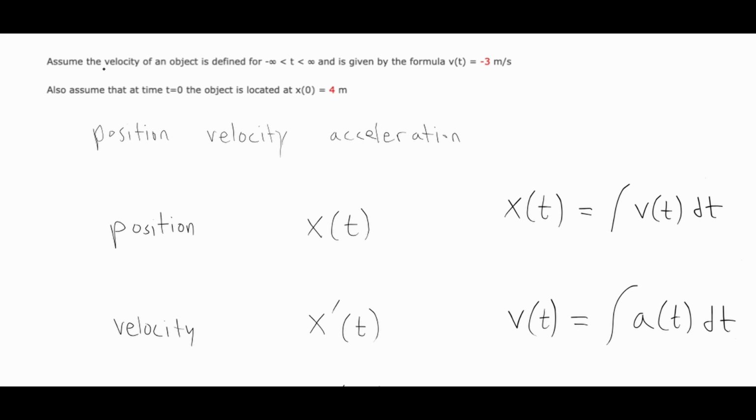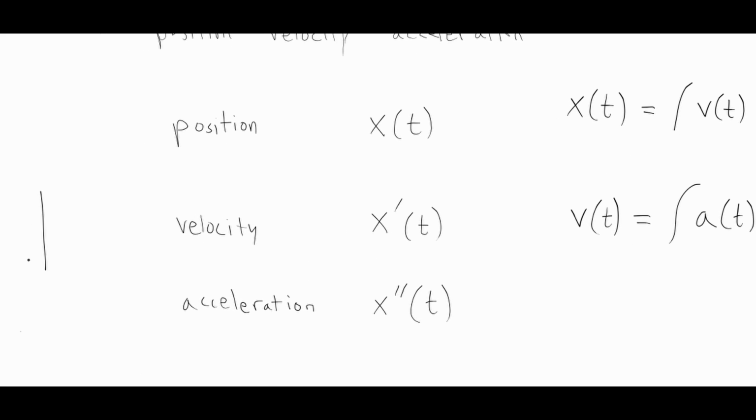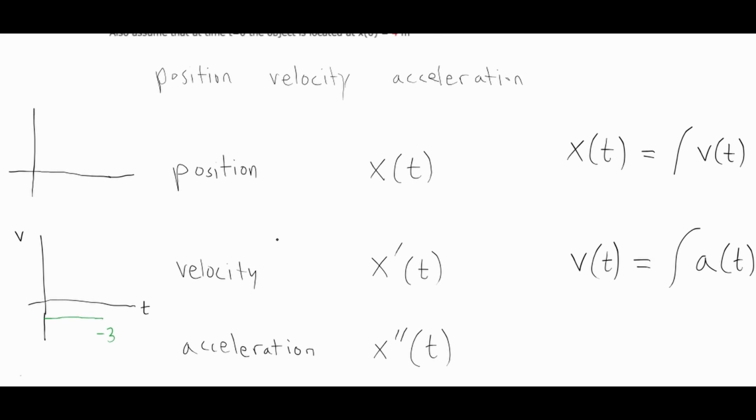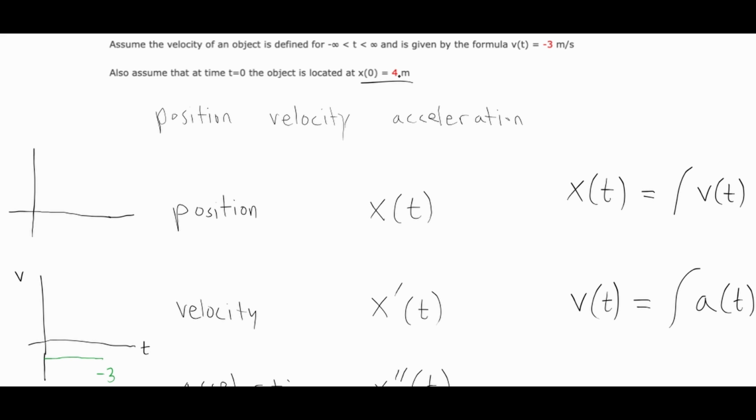The question says, assume that the velocity of an object is given by -3 meters per second. So if we draw a graph, this is an easy one to start with because the velocity is just constant. It's a nice horizontal line. But they're asking us to construct the position graph for this object given that that is its derivative. So what function has a derivative of -3? They also give you information about the starting position, that it starts off at 4 meters, which could be up here.